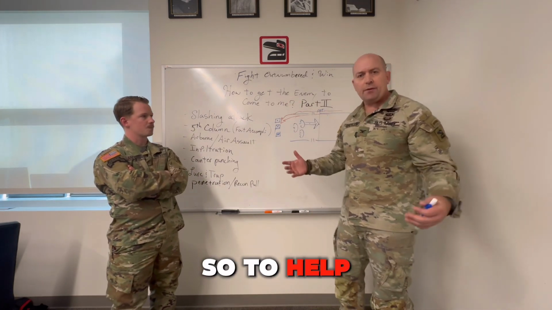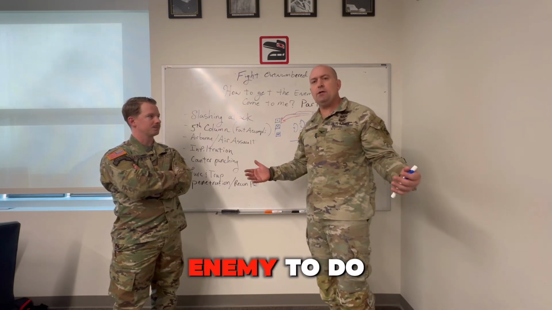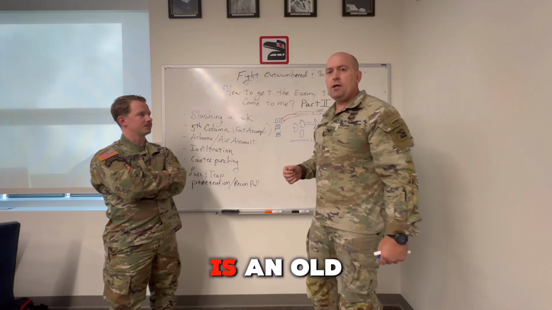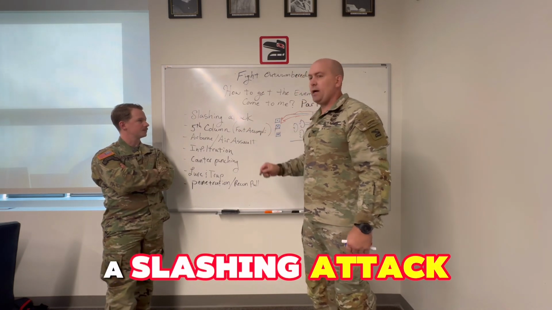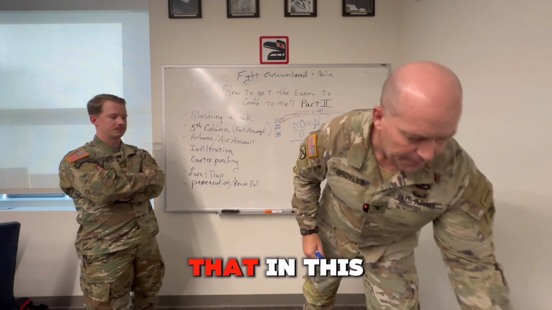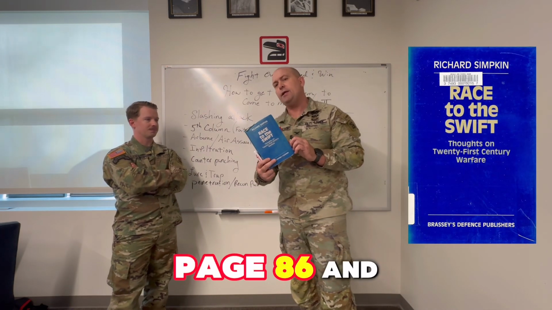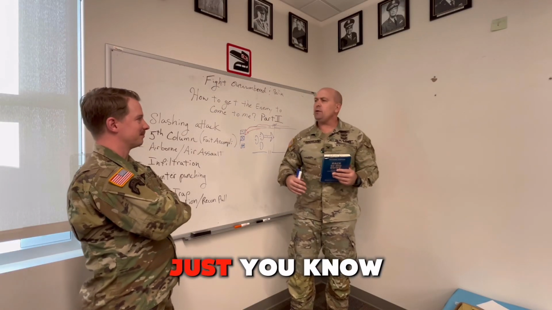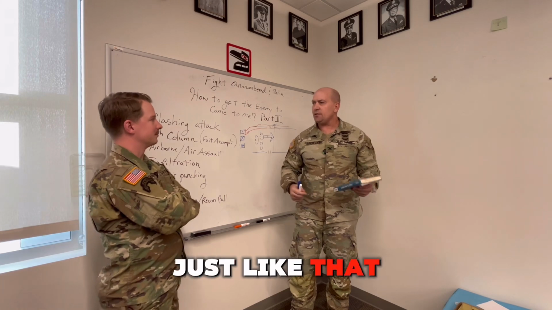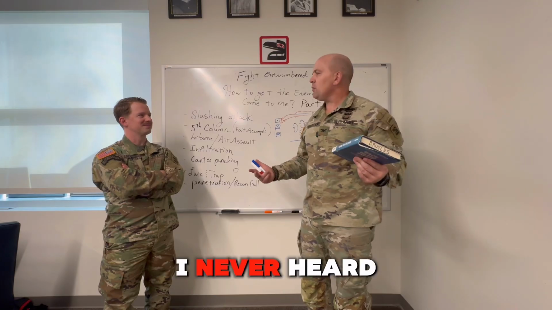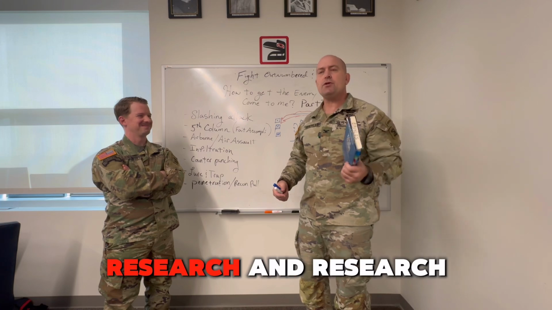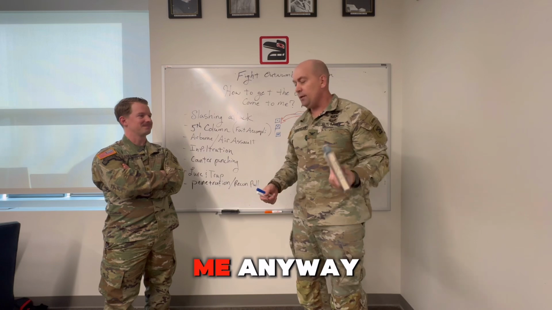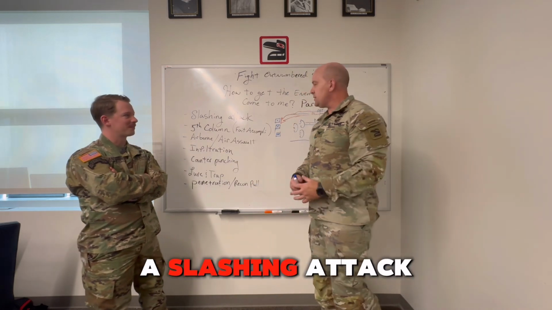All right, so to help with the question my officer asked me, how do you get the enemy to do this? Now I'm going to take theory and show the applicability of it. The first way is an old cavalry term called a slashing attack. It's funny, I first read that in this book, Race to the Swift, on page 86. The author says everybody knows a slashing attack, and I was like, everybody knows a slashing attack? I never heard that before. I had to research what a slashing attack is, because apparently everybody knows that but me. Anyway, I finally figured out what a slashing attack is.